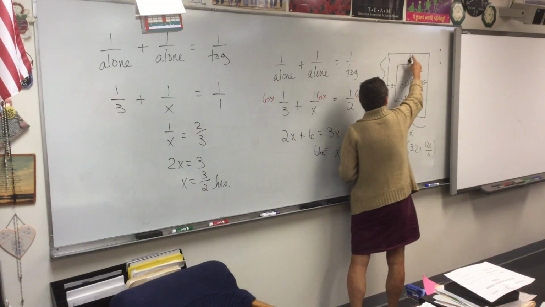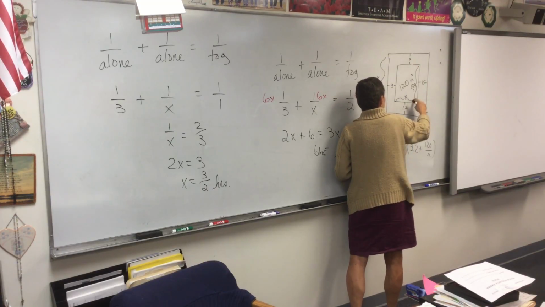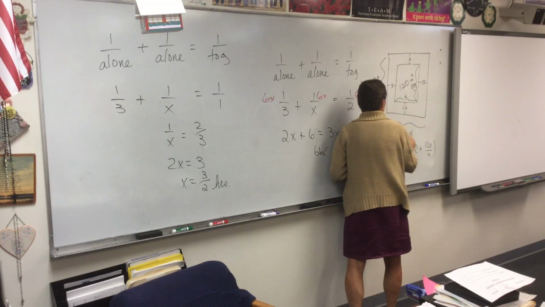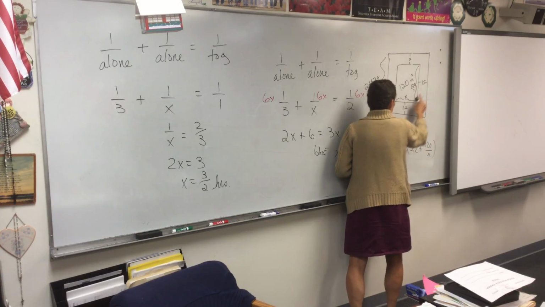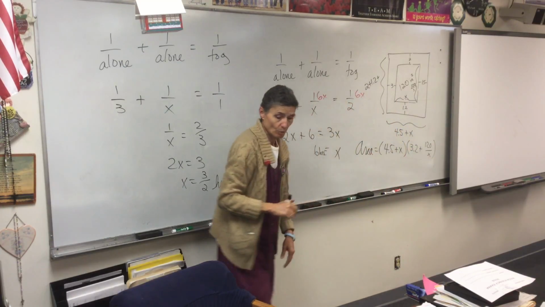Again, you know you have 2 and 1.2, and this is 120 over X. So all of that added up gives you your length. You know you have 3 and 1.5 and X. All that added up gives you your width.